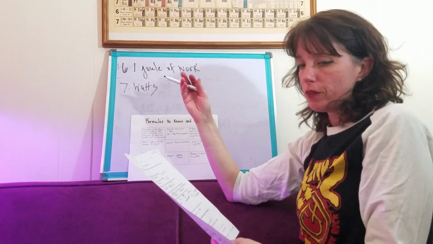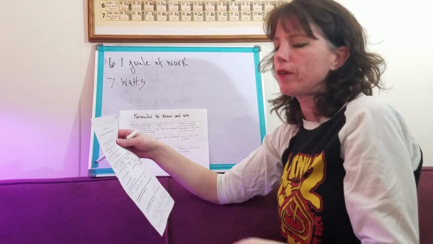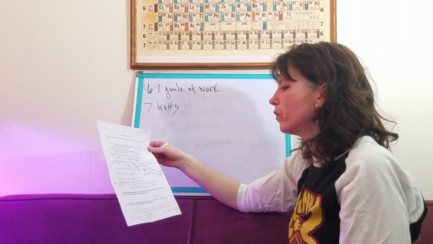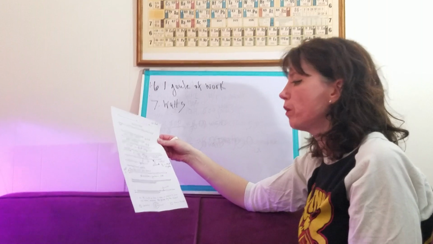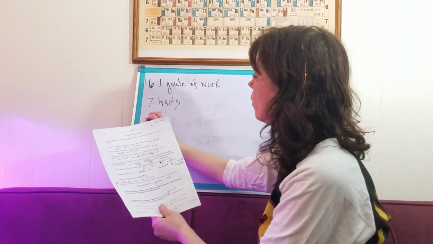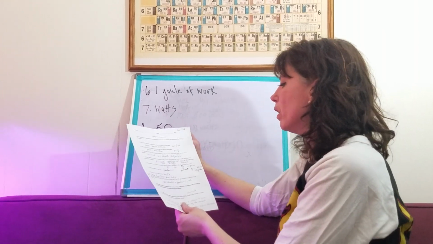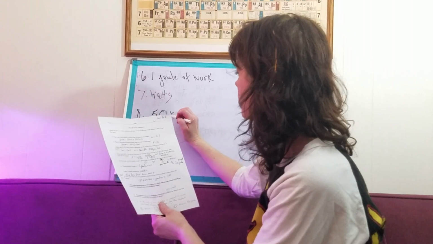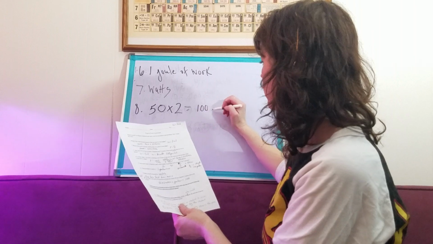Number 8 is kind of funny because they're implying that gravity is at work, and that kind of changes things a bit. But we're going to keep it super simple. How much work does a 50 kilogram person on Earth do if they lift up a barrel 2 meters above the ground? We're going to say 50 kilograms of force times distance, which is 2 meters, which will give us 100 joules.